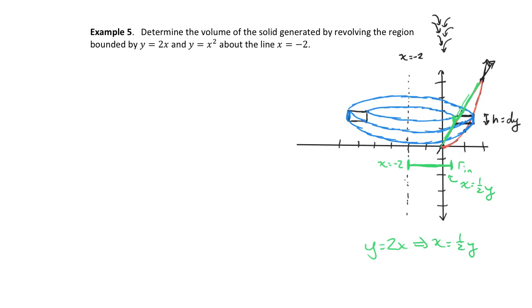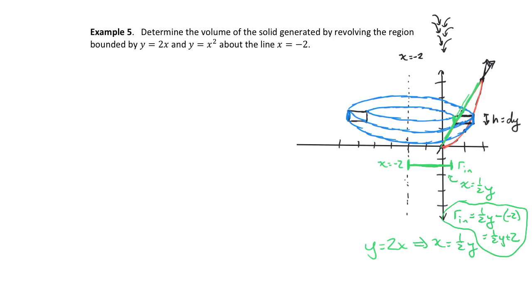How do we get that? We took the difference of the larger number minus the smaller number. The larger number here is on the right side. So in our case, our inner radius is the number on the right side, which is 1/2 y, minus x equals -2, or 1/2 y plus 2. Wow, this is getting messy. So my inner radius is 1/2 y plus 2.